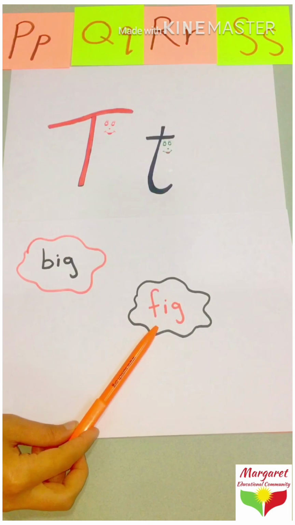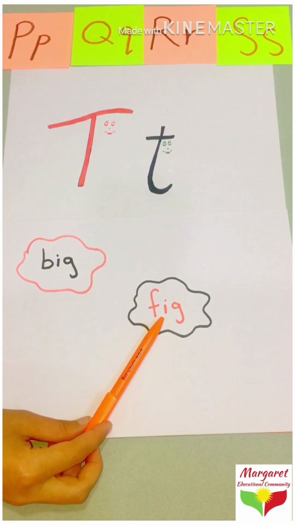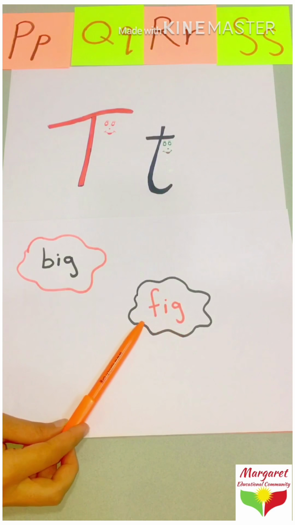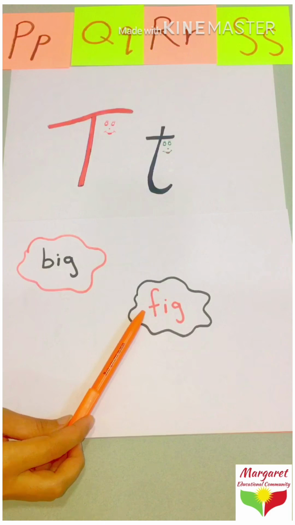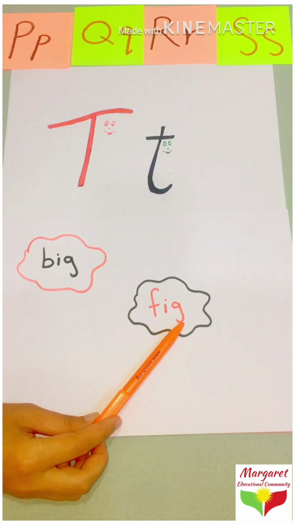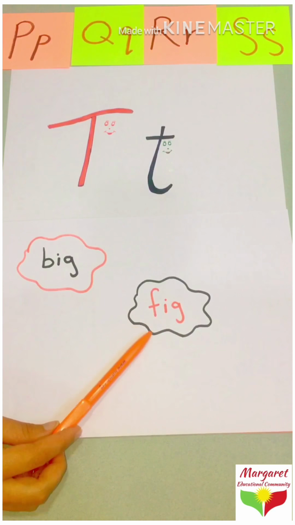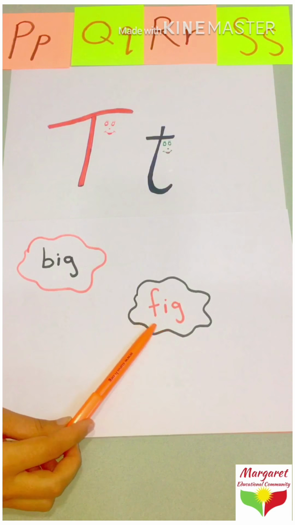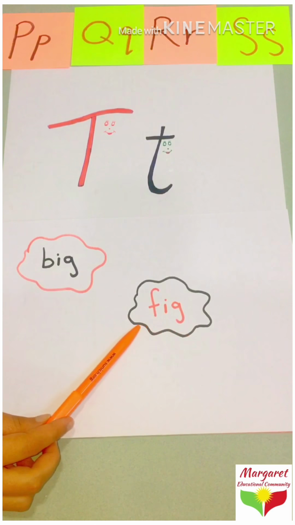This one. F, ye, fi, g, fig. Say with me. F, ye, fi, g, fig. Again. F, ye, fi, g, fig.